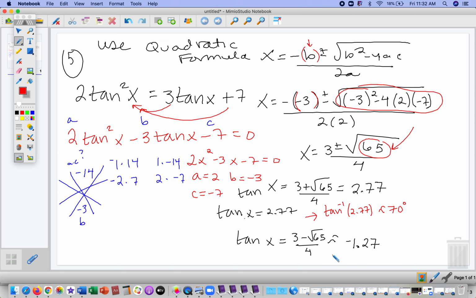Then over here, if I say tan x equals negative 1.27, you're saying, where is tan negative 1.27? Well, negative 1.27 isn't on our unit circle, right? So we're going to say inverse tan of negative 1.27. And I'm just going to round it to whole. So I have negative 52 degrees about. Okay?